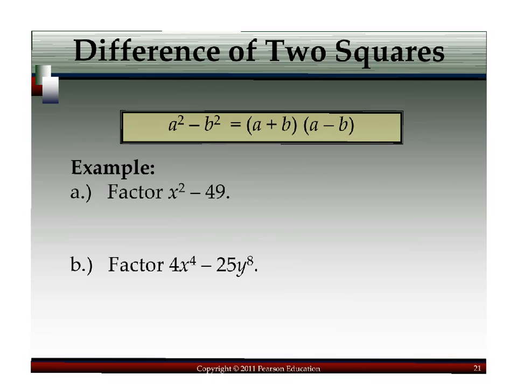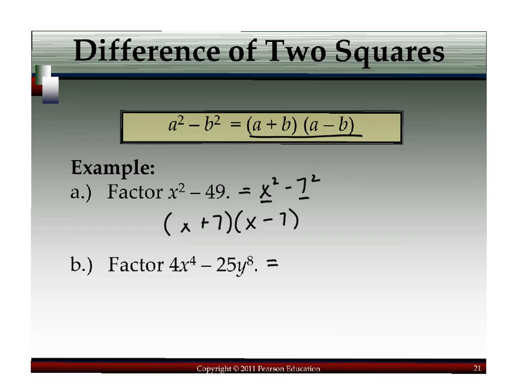Okay, so let's look at this first example here. We can rewrite this as x squared minus 7 squared. So this is what's going to go in for a in this factoring pattern, and this is going to go in for b. So split it out as x plus 7 and x minus 7. Okay, and you're done. That's how you use the difference of two squares.